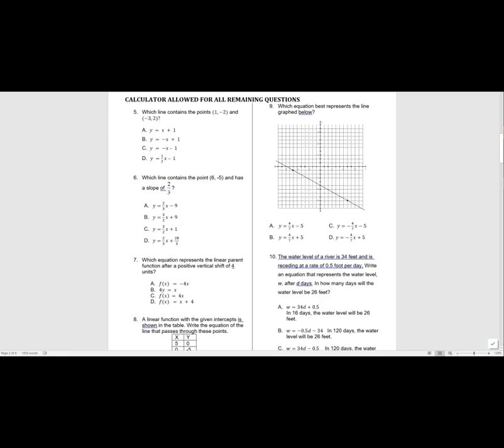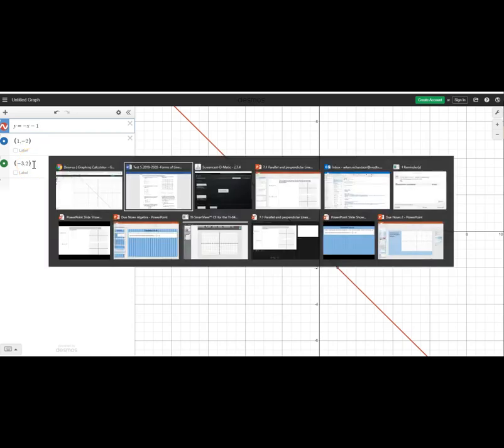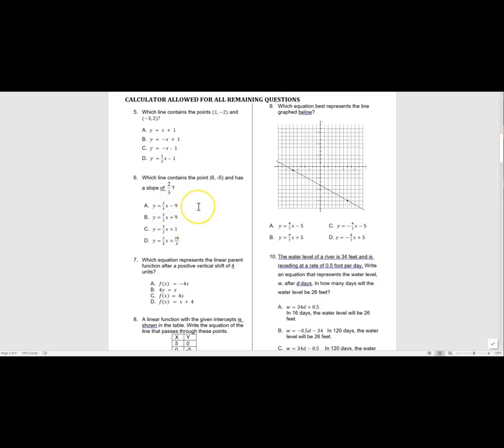Okay, answer choice C for this problem is y equals negative x minus 1. And boom, there it is. You can see that the line is going through the 2 points, 1 comma negative 2 and negative 3 comma 2. So that does verify that the correct answer choice for 5 is answer choice C.